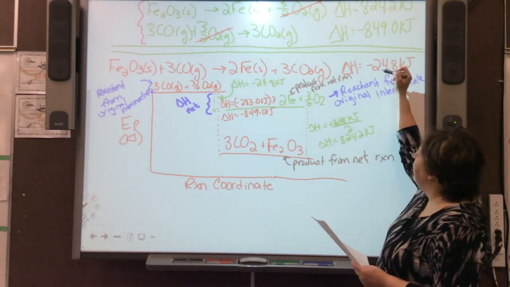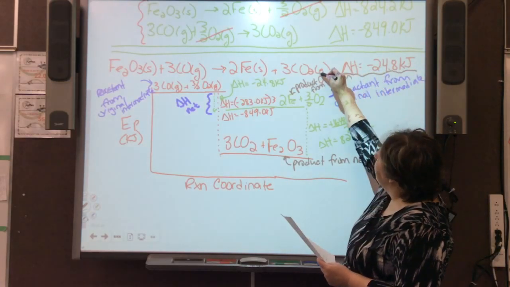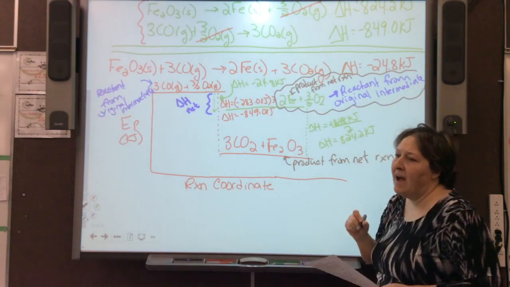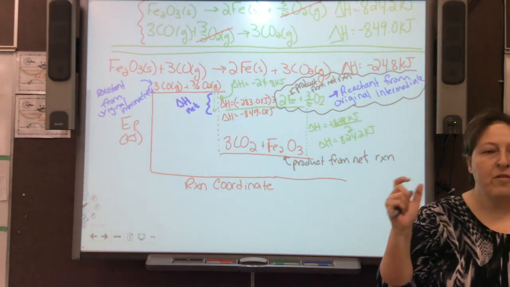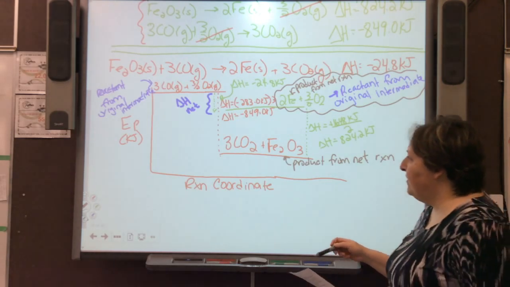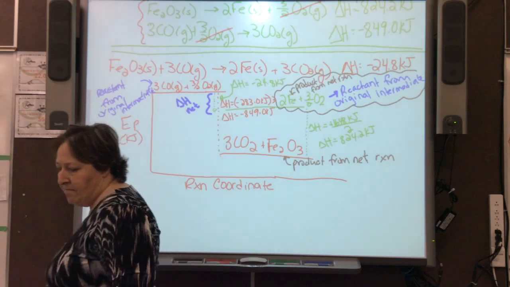So this line here is both a reactant and a product. One from the intermediate and one from the final. So it's a little confusing at first. We'll work through another one.